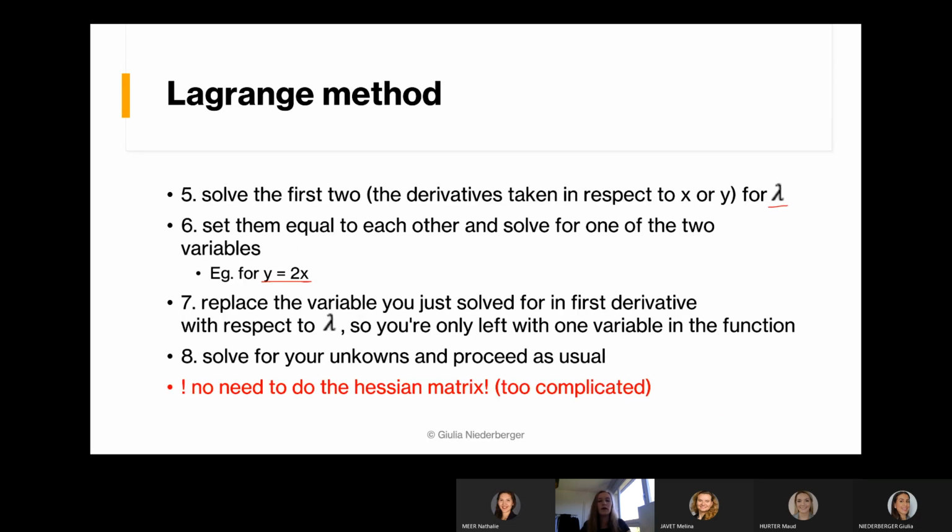and then you only have 1 variable left, and you can solve for it and plug it in and find all the other variables as you used to do it with other functions. And here, what's different is that you don't have to do the Hessian matrix. So don't waste your time doing it, because you won't get anywhere, because we have 3 variables now, and that's way too complicated. So we just assume at the exam that it's a maximum or a minimum or whatever we're talking about.